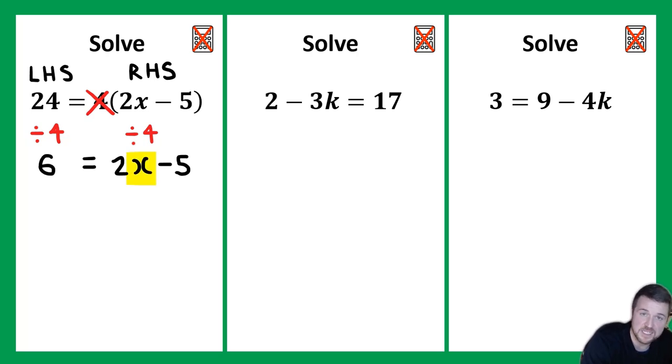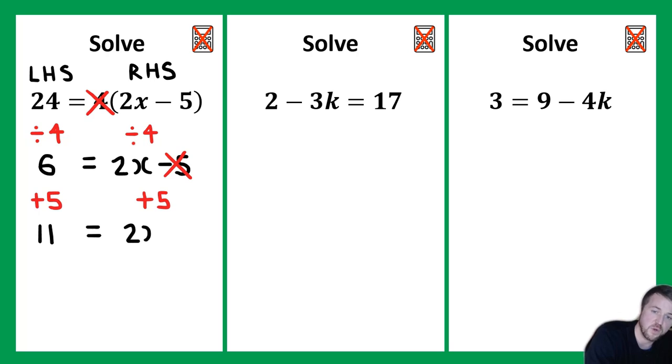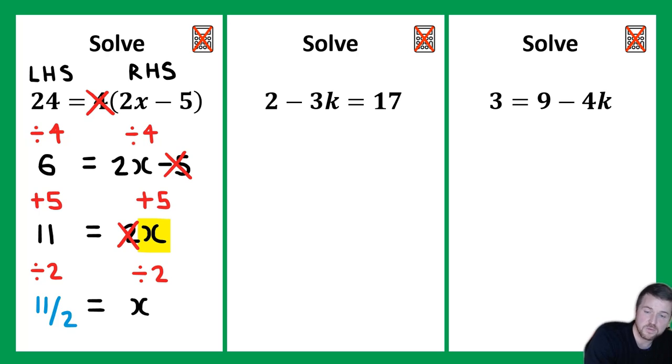Again, I'm focused on isolating x or finding x. So I'm left with 2 lots of x and then subtracting 5. So the inverse would be to add 5 on the right hand side to leave me with 2x, but will also involve adding 5 on the left hand side. 6 plus 5 is 11, and this will leave me with 2x on the right hand side. And finally, to find x, I'll need to divide through by this multiple of 2. So dividing by 2 on the right and left hand side will leave me with x is equal to 11 over 2.